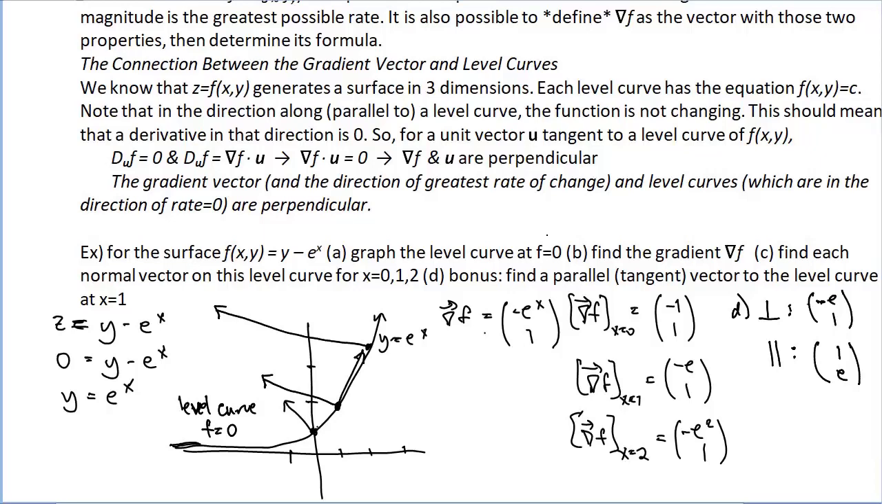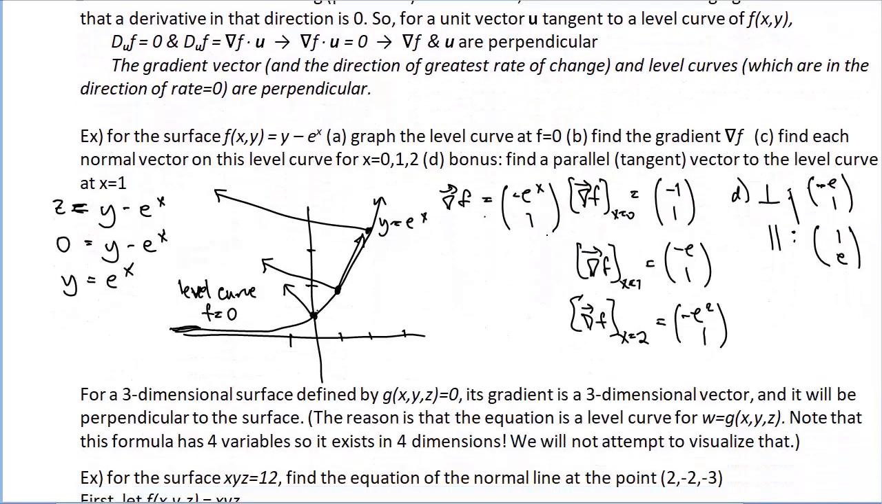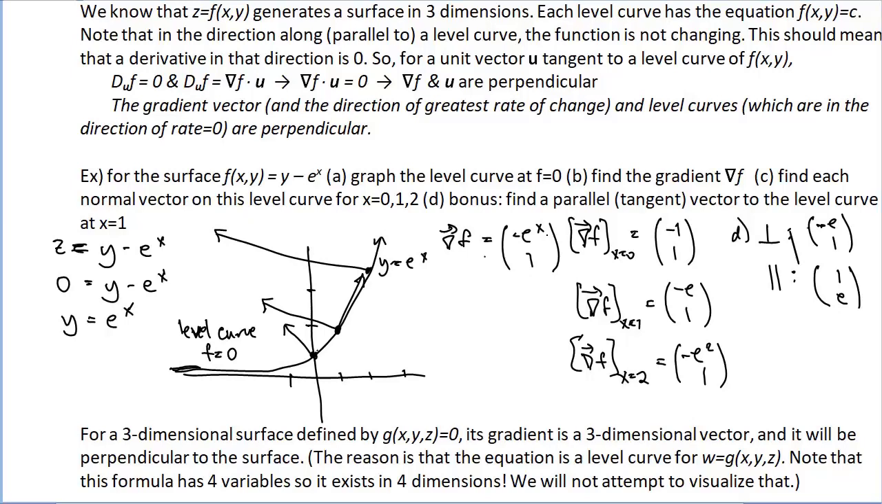Now we're going to kick it up a notch. And by that I mean we're going to kick it up a dimension. So if we have the equation g of x, y, z equals 0, that makes a 3-dimensional graph, and its gradient is a 3-dimensional vector, and the vector will be perpendicular to the surface. Why is that? The reason is this equation is a level curve for the function w equals g of x, y, z.